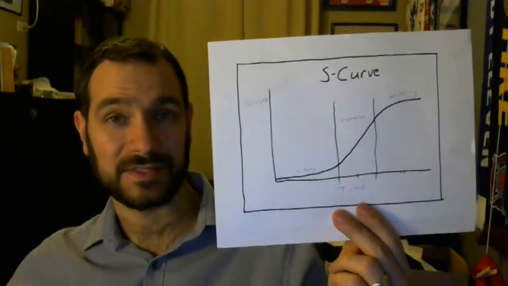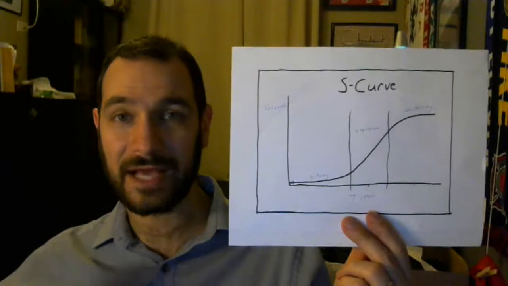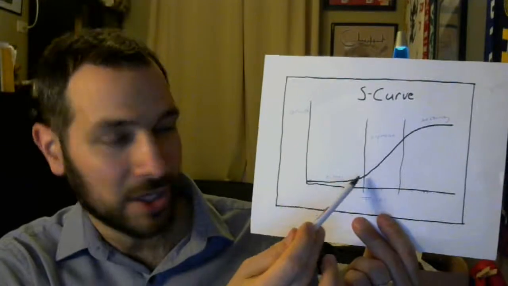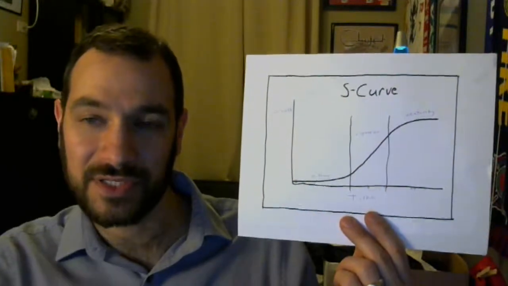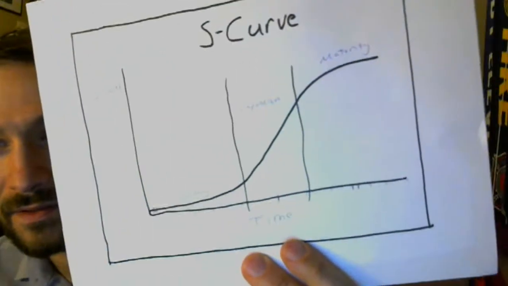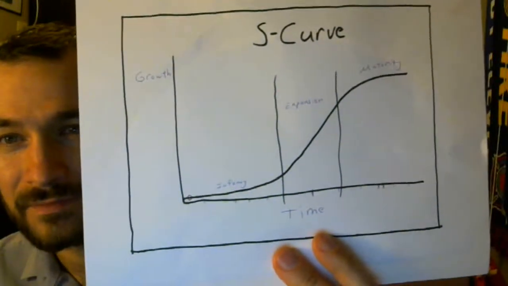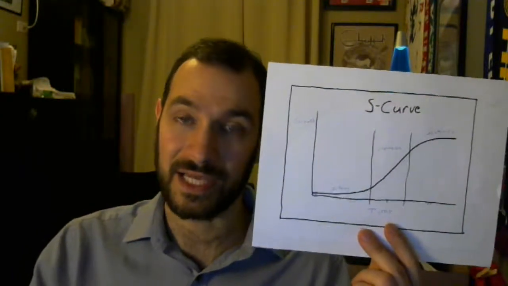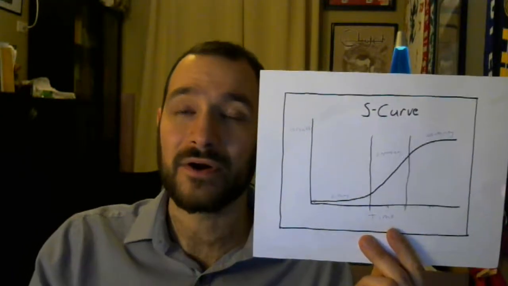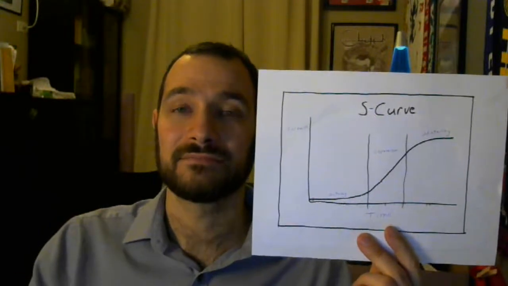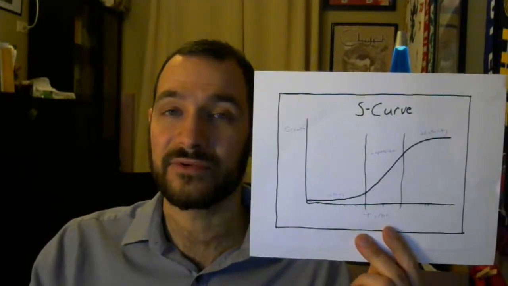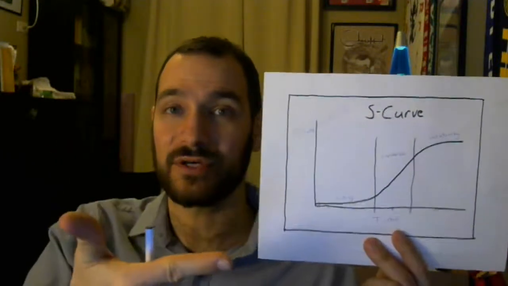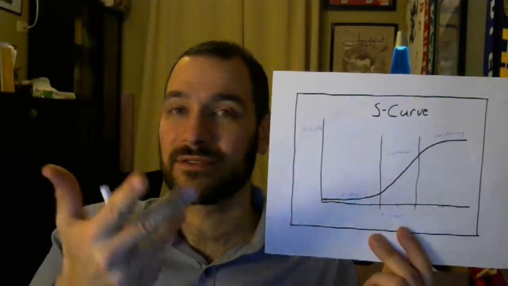Okay, this is called the S-curve, and if you're not familiar with it, it's a simple chart that shows the implementation of new ideas and new technology into society. As far as inventions go, you could use it for everything from the invention of the printing press, the invention of the stirrup, cars, telephone.